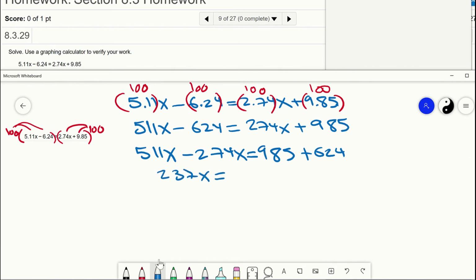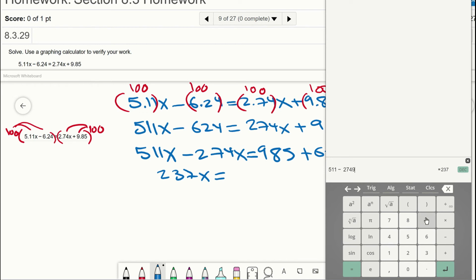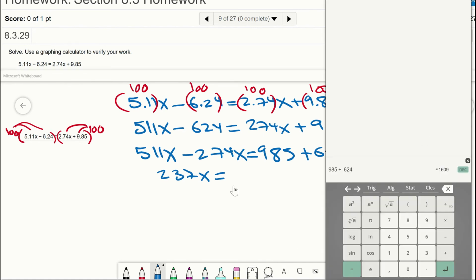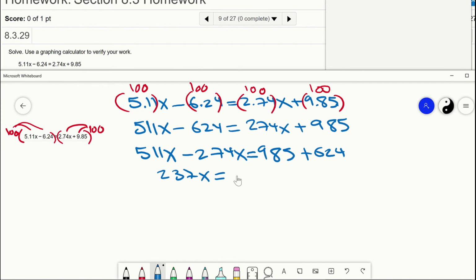On the other side, we need to do 985 plus 624. Okay, we need to clear that. 985 plus 624. Let me make sure. Yeah, that's right. All right, so we get 1609. So now we're just gonna divide both sides by 237. We get x equals 1609 divided by 237.